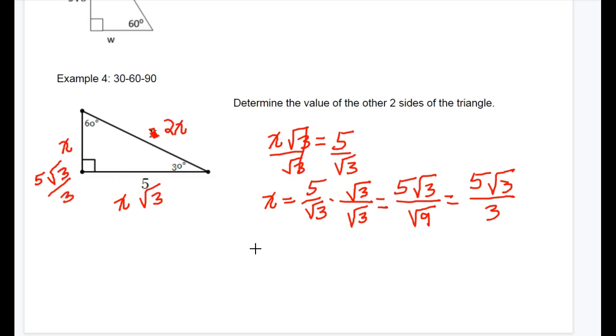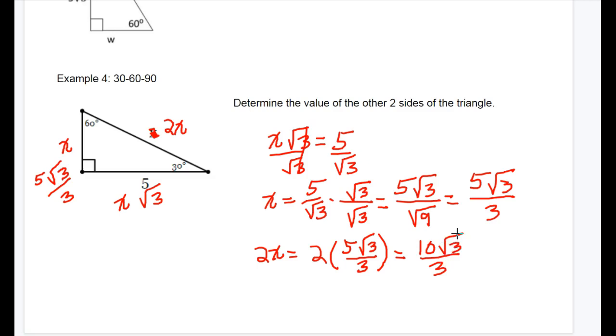So that tells us that this side right here is 5 square root 3 over 3. And this side here, 2x, is simply going to be 2 times 5 square root 3 over 3 equals 10 root 3 over 3. Okay, and again, these are going to be the values that you plug in Delta Math. When you get to Moodle, go ahead and use your calculator to get the numeric representation. So this would be 5 times the square root of 3 divided by 3, 10 times the square root of 3 divided by 3. Okay, not too bad.